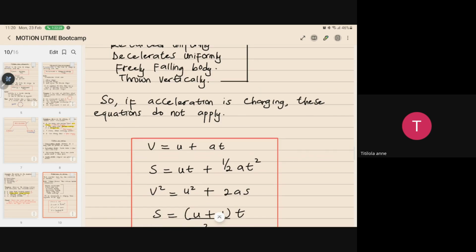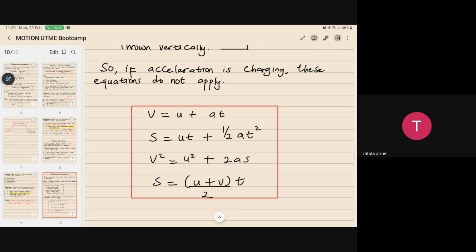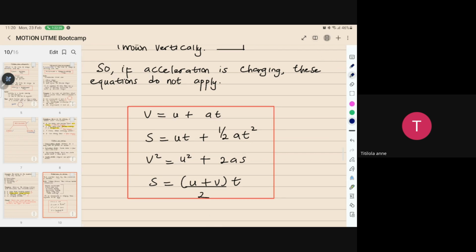So if acceleration is changing, these equations do not apply. These are the equations of motion. There are four of them: 1, 2, 3, 4. It's expected that at this age, as a science student, you should know these formulas offhand. It should be like your second name. You should know them and remember them.